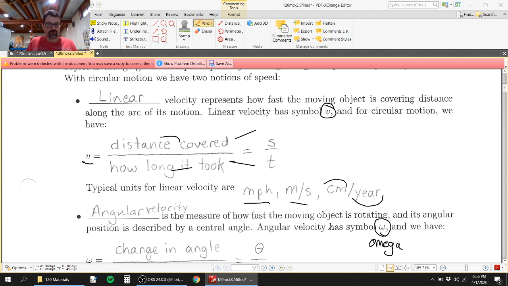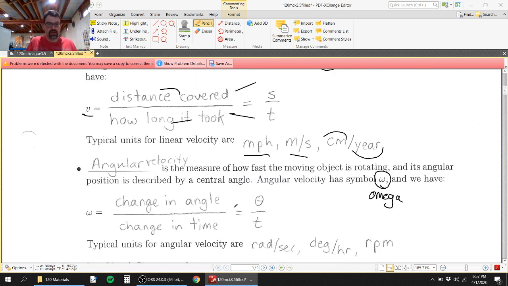And just like we often use Greek letters to measure angles, since this is measuring how fast an angle is changing, we're using another Greek letter. All right. And the formula for angular velocity is similar. It's amount of something changed divided by how long it took. And so here we have a change in an angle, how much something rotated, divided by how long it took for it to do that. So angular velocity is some angle measure, or some measure of rotation, divided by time it took.